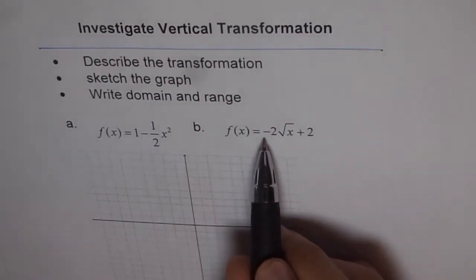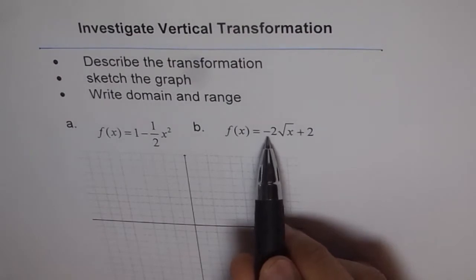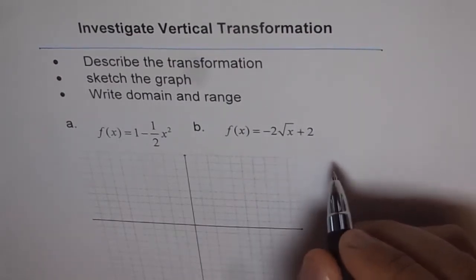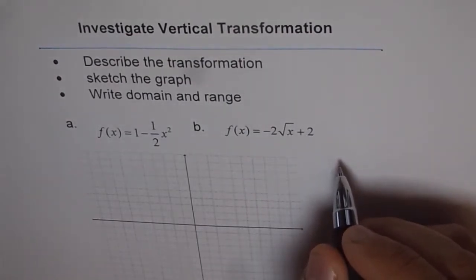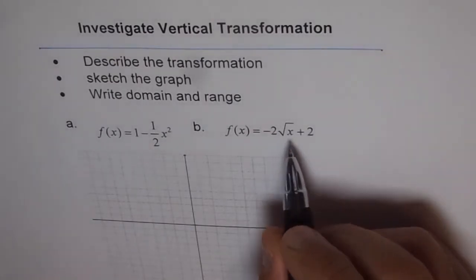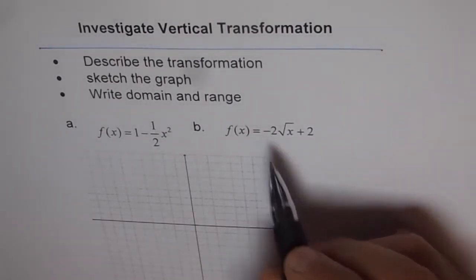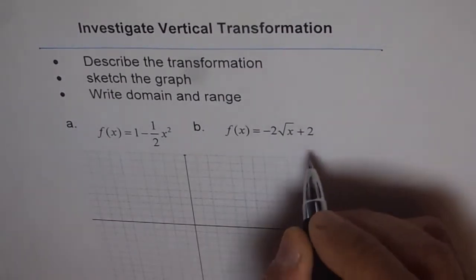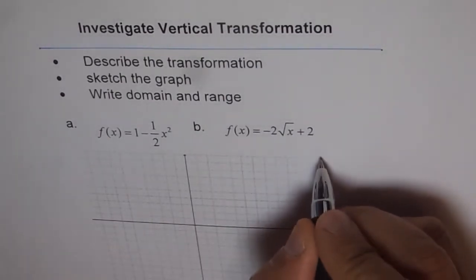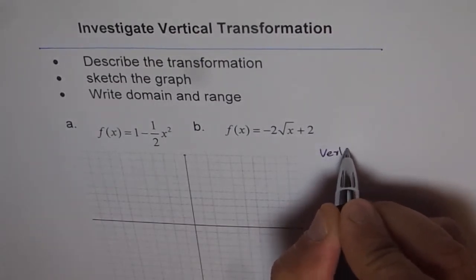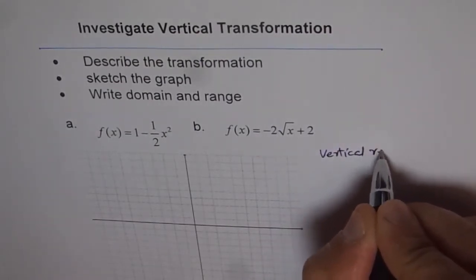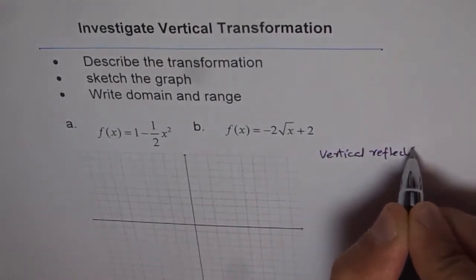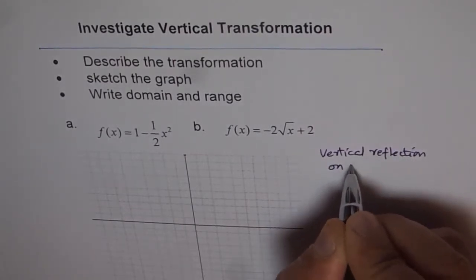The first thing we see on the left side is the negative here. This negative corresponds to what kind of transformation? It is reflection, and it is vertical reflection. That means the graph will flip vertically about the x-axis. So the first one, minus 2, is vertical reflection on the x-axis.